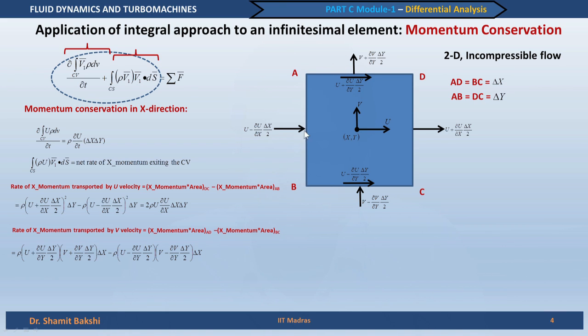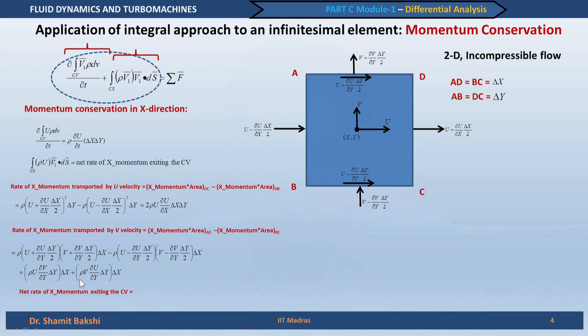This is the x momentum transported by u velocity itself. So, that is the expression which we got in the first case. The second case is this. If we simplify this expression, what we get is like this. If we simplify this entire expression by multiplying these two algebraic expressions, we will get a final expression in this form.